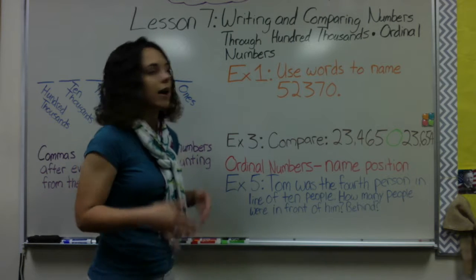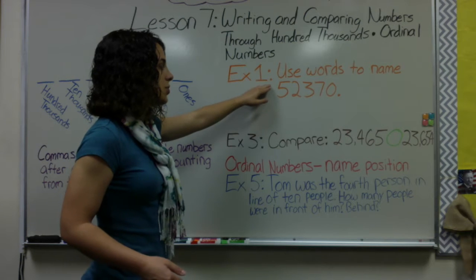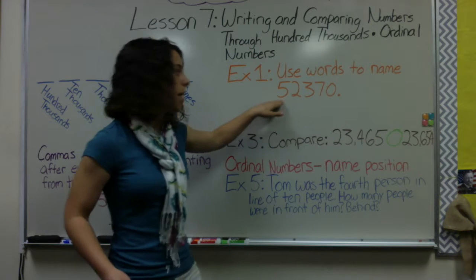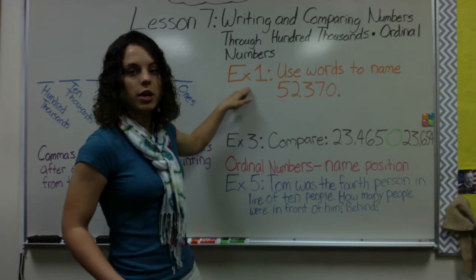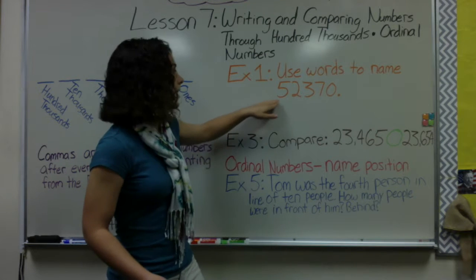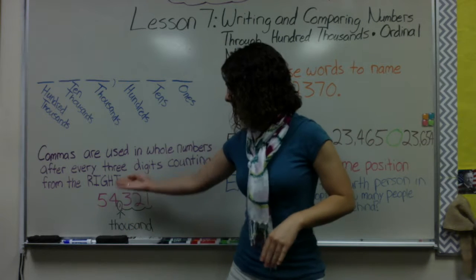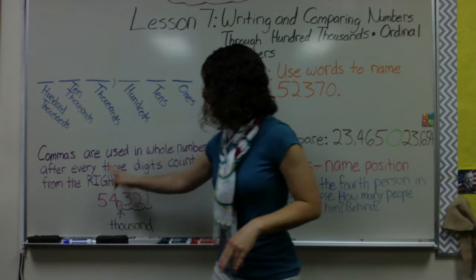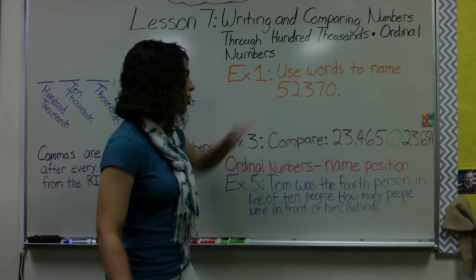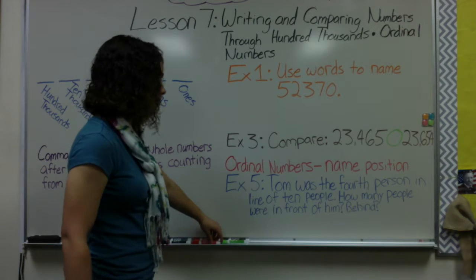Now we've gone over how to write numbers as well. So in this example 1, this says to use words to name this number. Now notice it does not have a comma in it. So what I'd like you to do is to copy this number down for example 1. You don't have to write out this part of it or what you're doing. Just write example 1 and then write this number. Then I want you to insert a comma where it belongs. Remember, commas are used in whole numbers after every 3 digits counting from the right. So count from the right and add your comma. And then we are going to go over how to read it correctly.